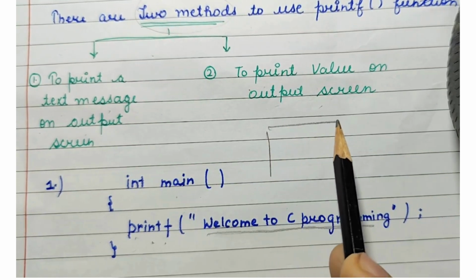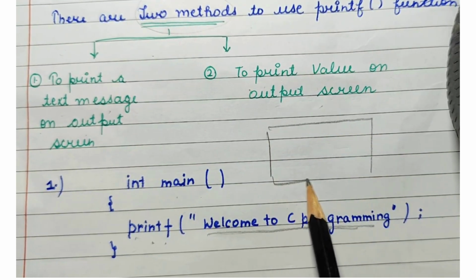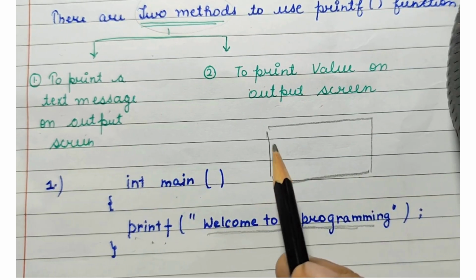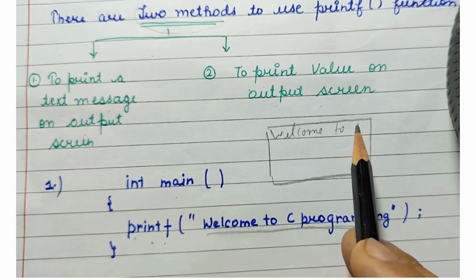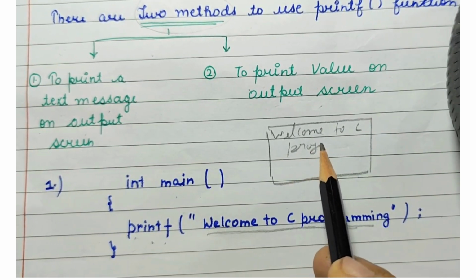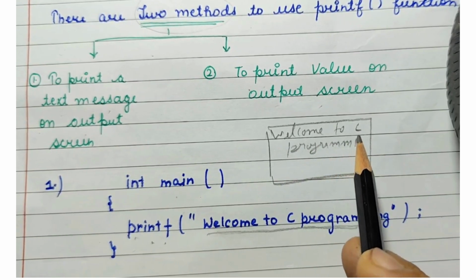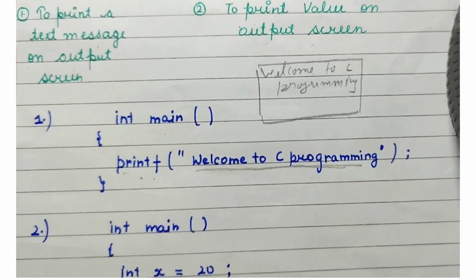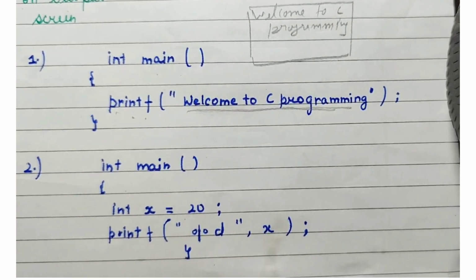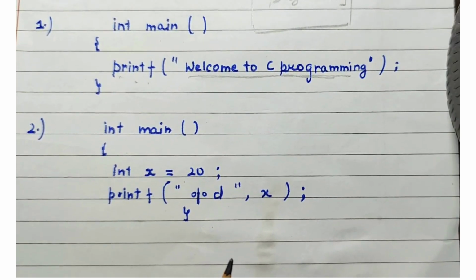Suppose this is the output screen. So on the output screen, what will display? Welcome to C programming. This message will display on the output screen. So I hope all of you are clear about the first way, or first method, to display a text message. Now we discuss how to display a value.